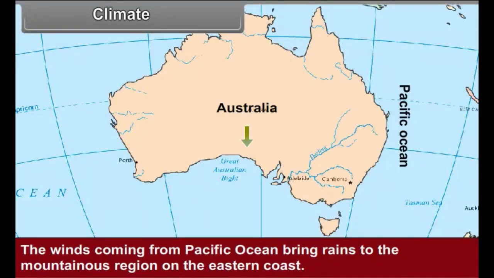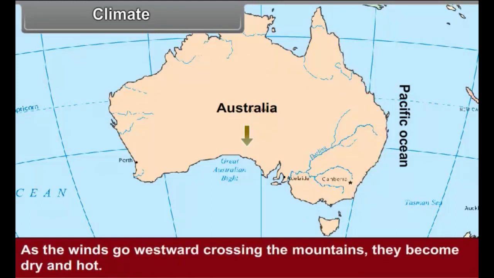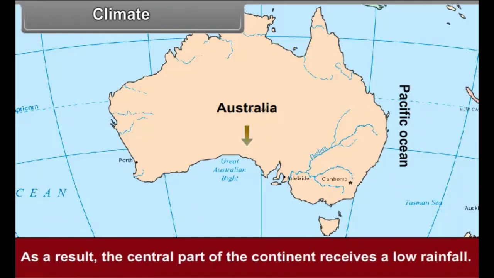The winds coming from the Pacific Ocean bring rains to the mountainous region on the eastern coast. It is 1,000 millimeters. As the winds go westward, crossing the mountains, they become dry and hot. As a result, the central part of the continent receives a low rainfall.